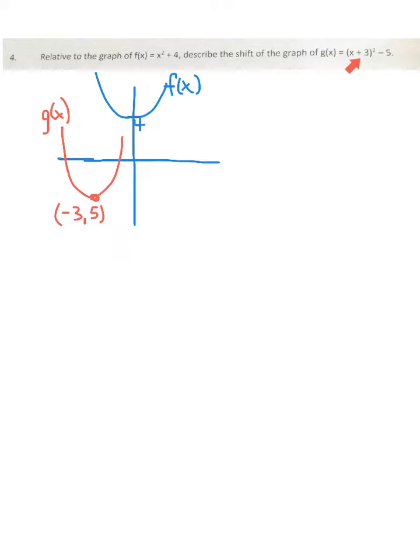So remember that this number inside the parentheses is a horizontal shift, but in the opposite direction of that sign. So since that sign is positive, we're actually moving to the left 3 units. Right? So that's the first thing we're doing, moving to the left 3 units.